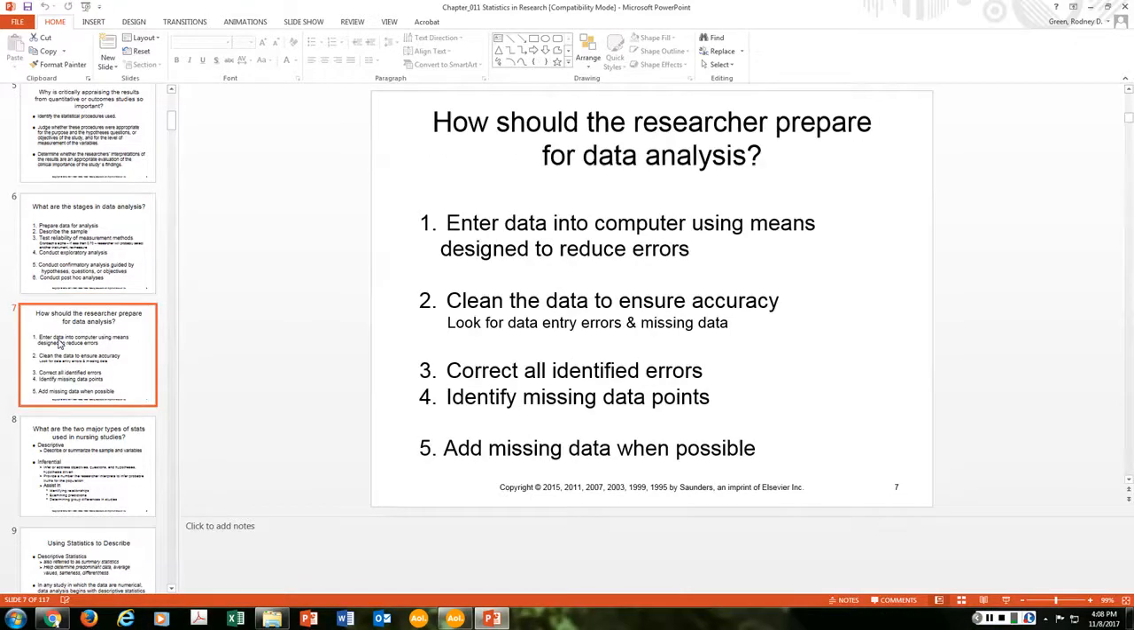How should the researcher prepare for data analysis? Well, there are 5 steps. Enter the data into the computer using means designed to reduce errors. Clean the data to ensure accuracy. Look for data entry errors and missing data. Correct all identified errors, identify missing data points, and add missing data when possible.